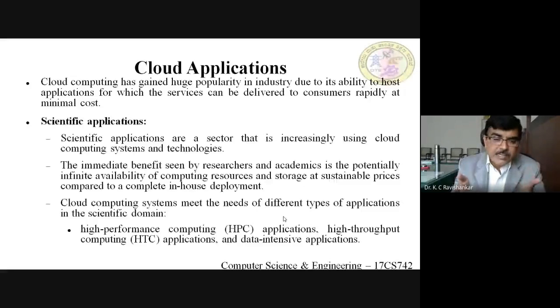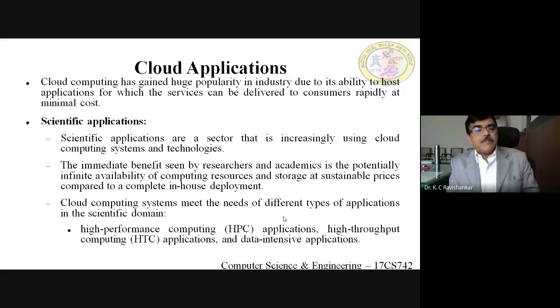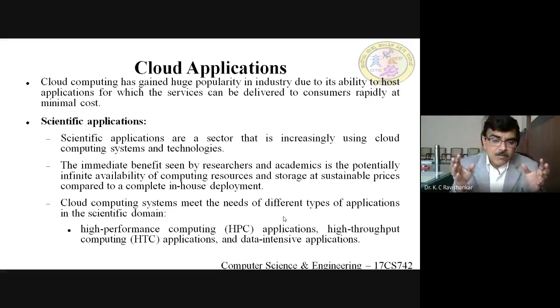So whatever you are studying here, it is not limited to your framework, but you think beyond this. What exactly can we do? How can we use cloud computing facilities for our problem, and that can be extended to everyone so that everyone will be benefited. The immediate benefit seen by researchers and academics is the potentially infinite availability of computing resources and storage at sustainable prices compared to a complete in-house deployment. That is the beauty of cloud computing, because you have zero cost. For instance, some of you can think of creating an enterprise without any extra money.